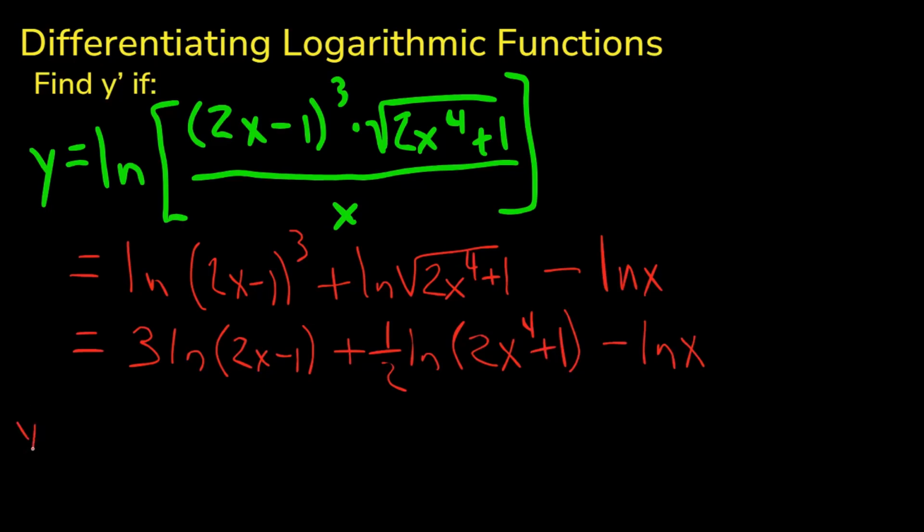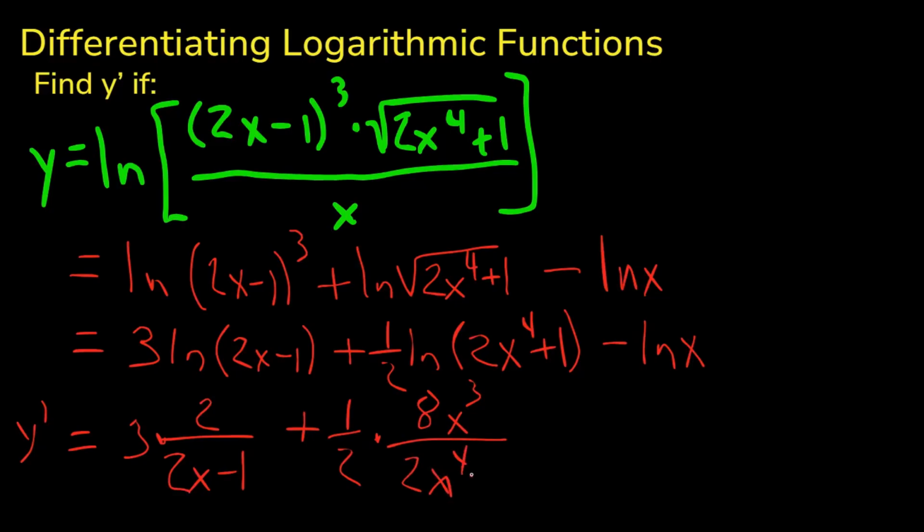Now we can take the derivative, y prime. So this first term would be 3 times u prime over u, so 2 over 2x minus 1, plus 1/2 times u prime over u, which is going to be 8x cubed over 2x to the 4th plus 1, and then minus 1 over x.